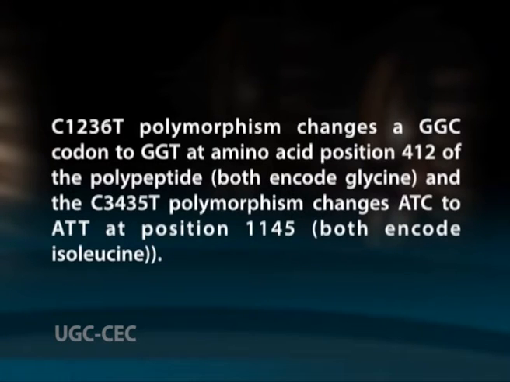the C1236T polymorphism changes a GGC codon to GGT at amino acid position 412 of the polypeptide, both encode glycine, and the C3435T polymorphism changes ATC to ATT at position 1145, both encode isoleucine.